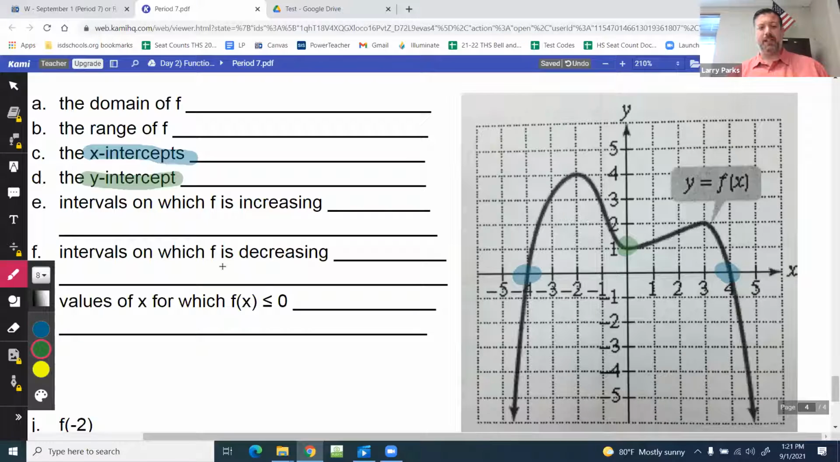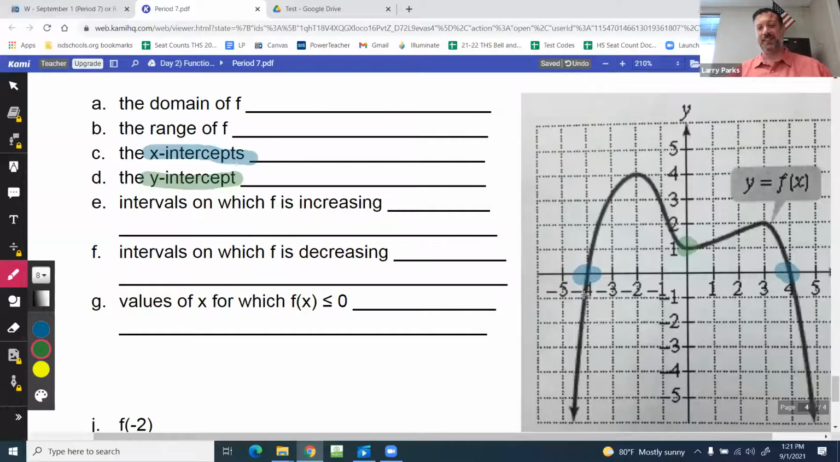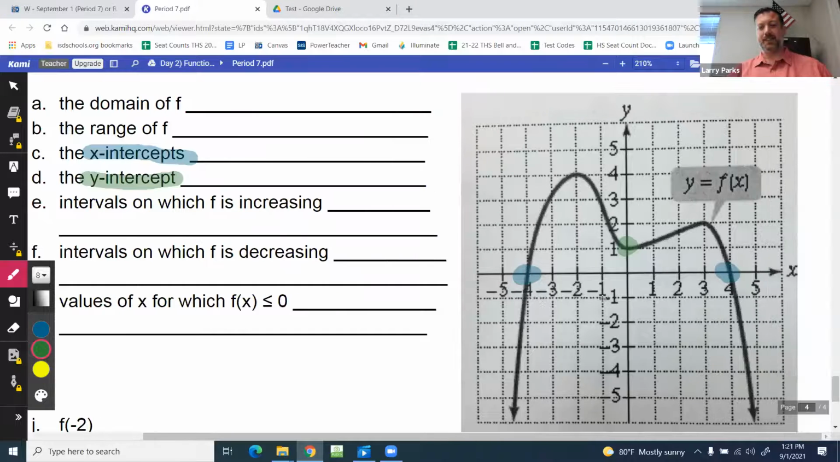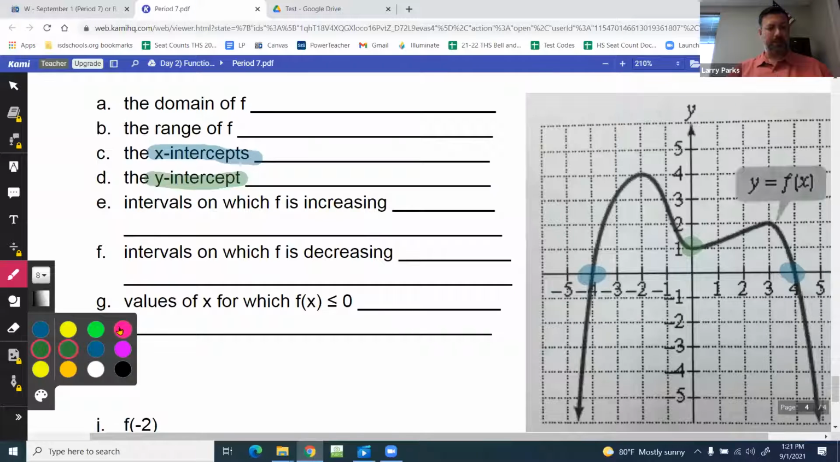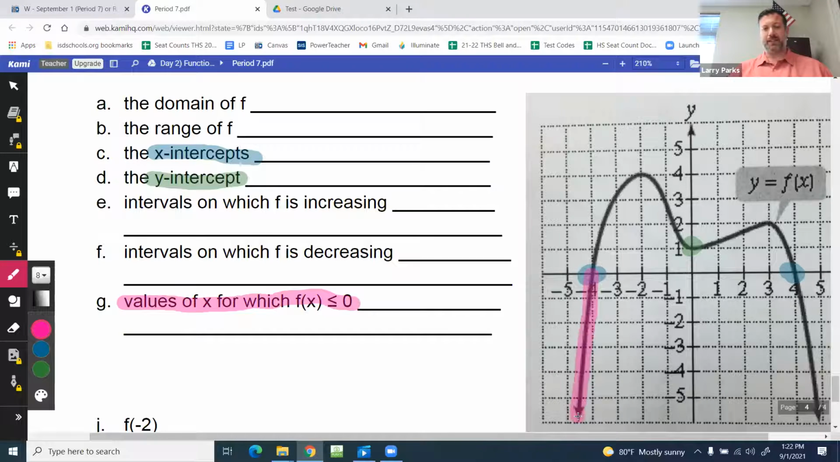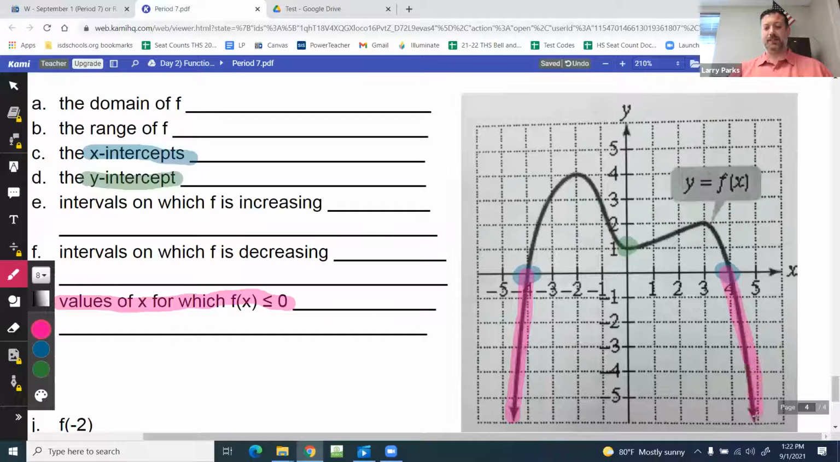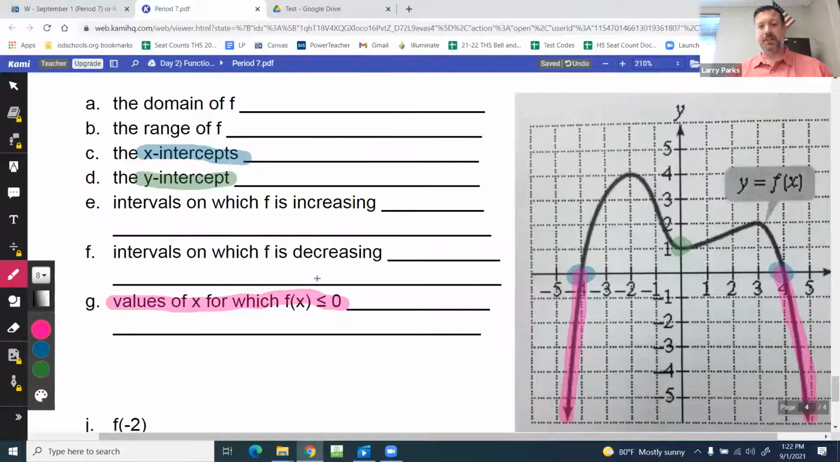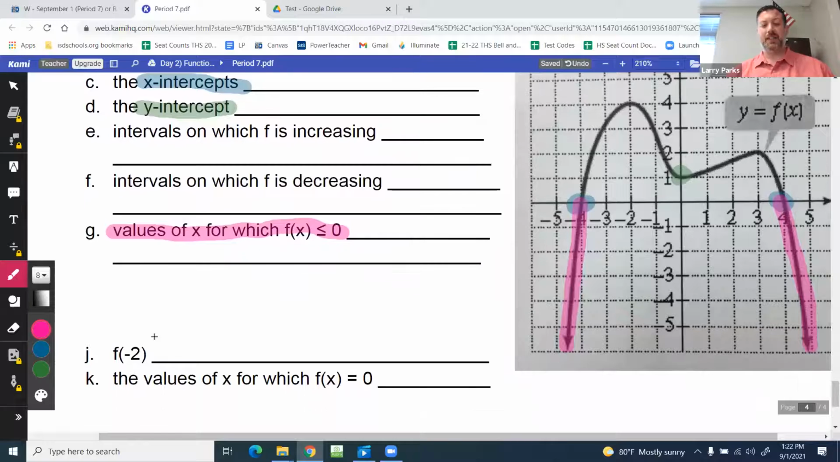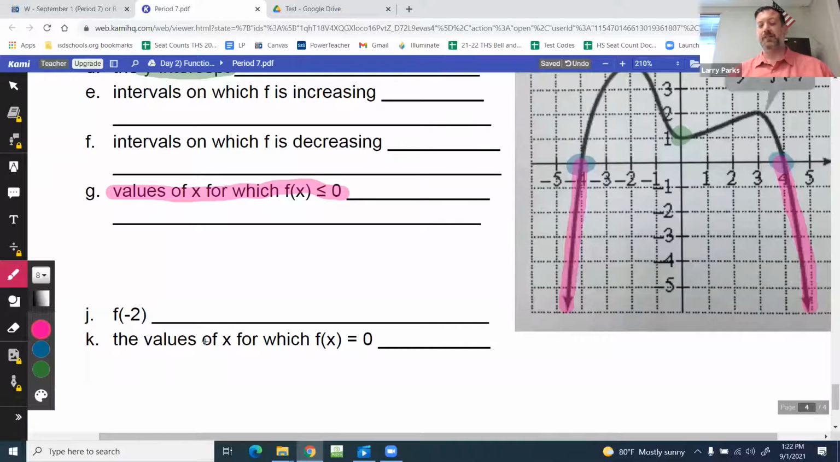Intervals on which f is increasing, intervals on which f is decreasing, we talked about all that. And then intervals for x for which f of x is less than 0. So remember, f of x is like a y. So when is this less than 0? In other words, when is it underneath the x-axis? So this part means that would be from here to here, that's less than 0. And from here to here, that's less than 0. So that's what that part means, okay? And notice that says less than or equal to, so you'll use brackets. Then find f of -2, that's review from last class. And then the values of x for which f of x is 0, that's another way of saying what are the x-intercepts?